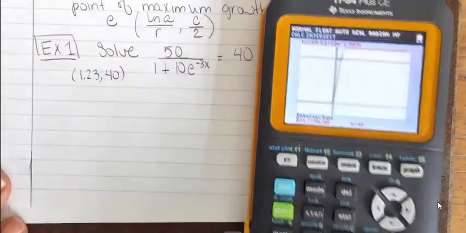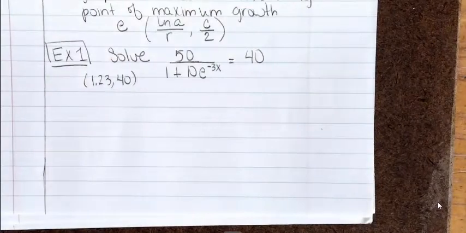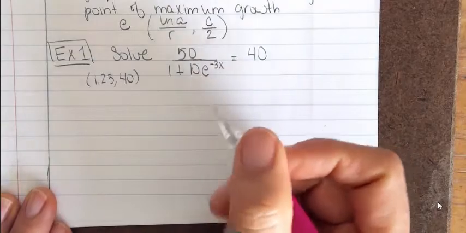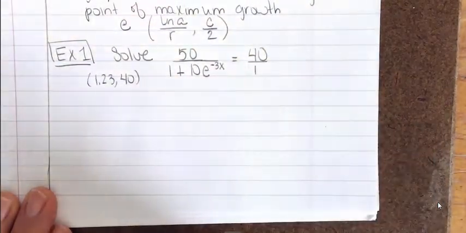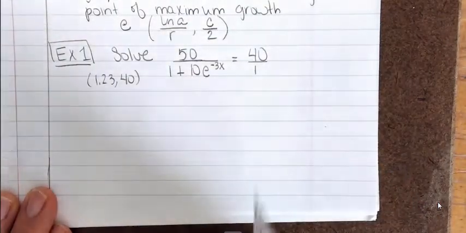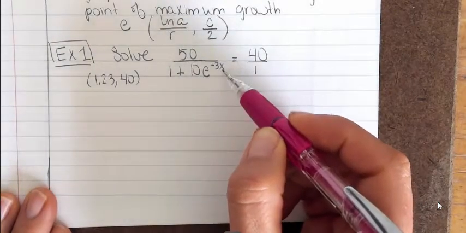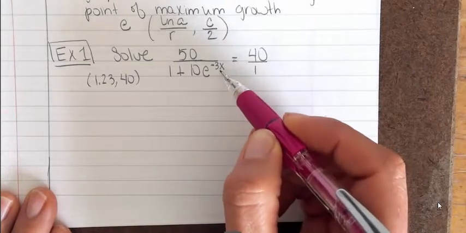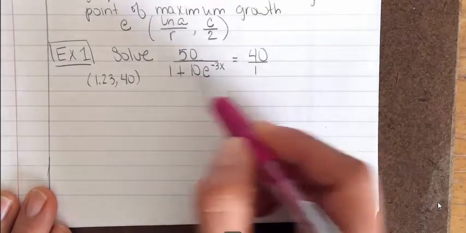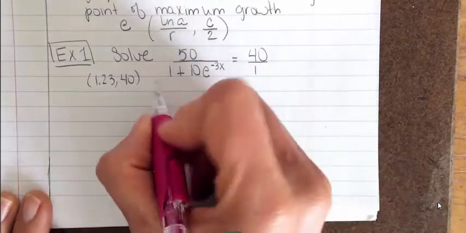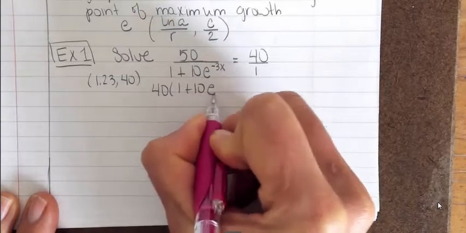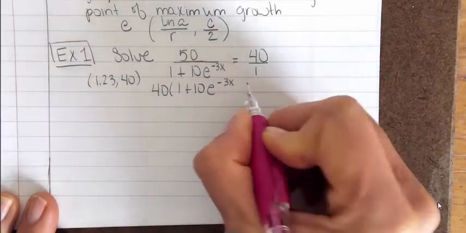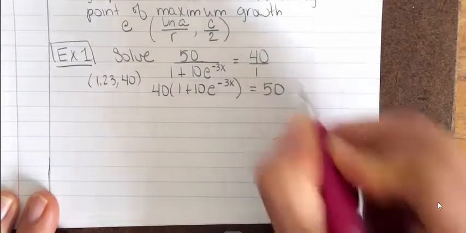Now let's see if we can figure that out algebraically. Okay, so that was using my graphing calculator. Now let's do that algebraically. So I'm going to basically take this. To me, this looks like a proportion, right? Two things set equal to each other, so I can cross multiply. Or you can just think about, hey, I got an x in my denominator. I got to get x alone, so I got to get it out of the denominator, so multiply both sides by this denominator. Basically our next step here looks like we get 40 times 1 plus 10 times e to the negative 3x equals 50.